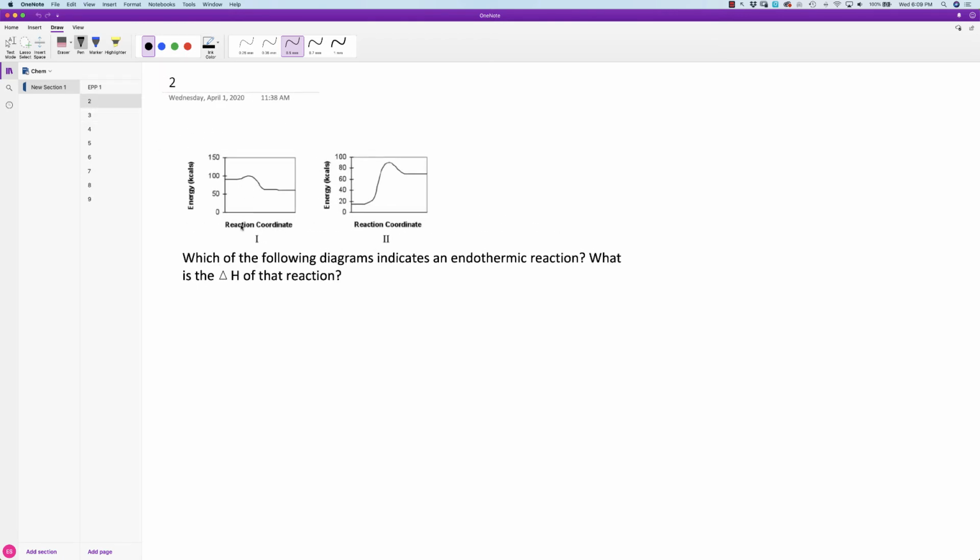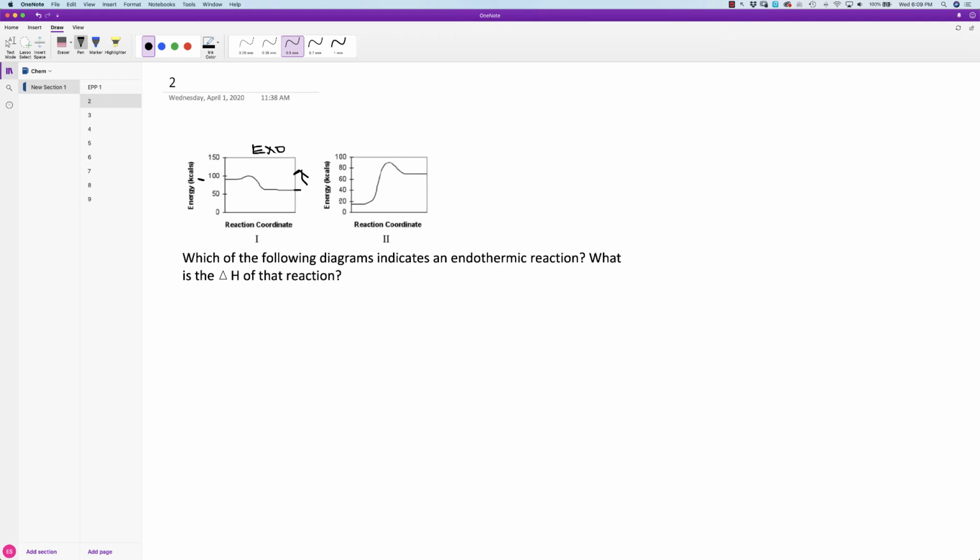This a little bigger. Which of the following diagrams indicates an endothermic reaction, and what is the enthalpy of the reaction? Okay, so here are 2 things. I showed you on the chart that if you're starting up high, and you'll always have some kind of a bump in the reaction, but then you finish down low, that means that you've lost energy. That means this energy has gone into the atmosphere. That means it is exothermic.